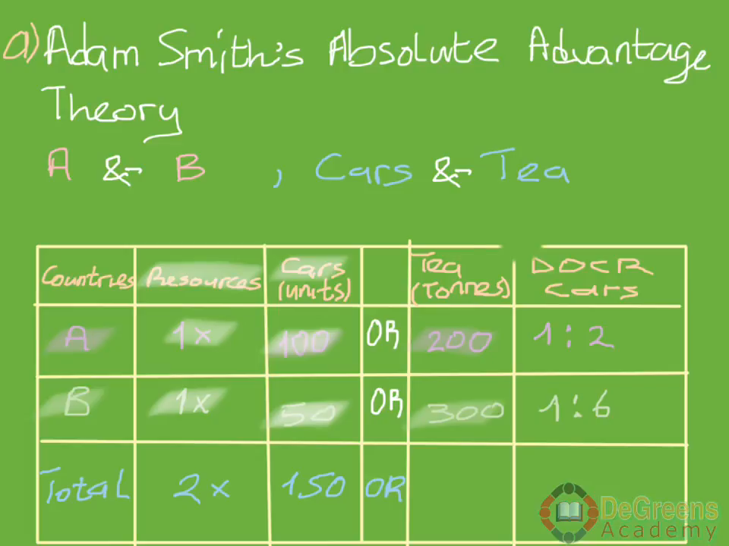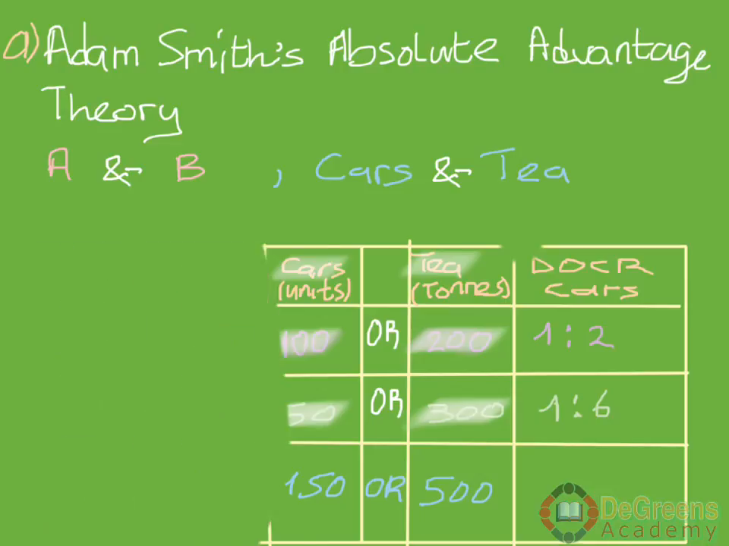And then for tea, you get 200 produced by country A, 300 produced by country B. 200 plus 300 is 500. So the total amount of tea which can be produced is 500, and the total amount of cars which can be produced is 150. So we're now trying to look at a case where we have seen for one resource, given 1x of resources to each country.